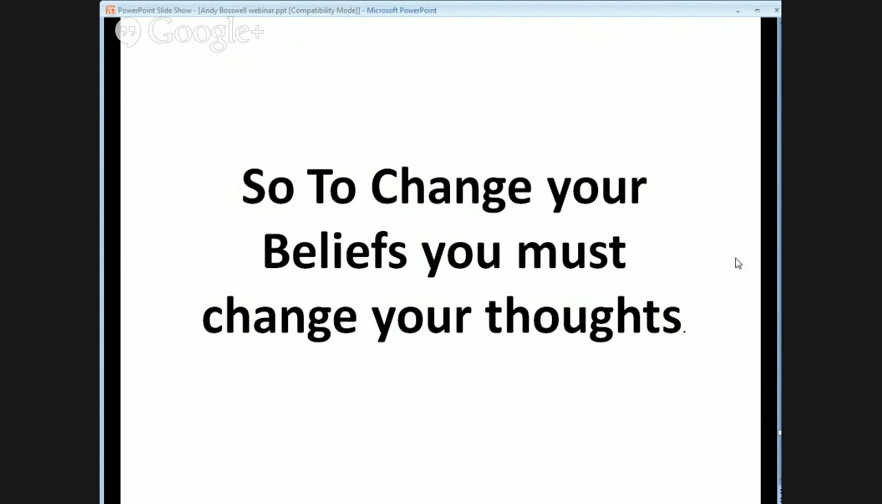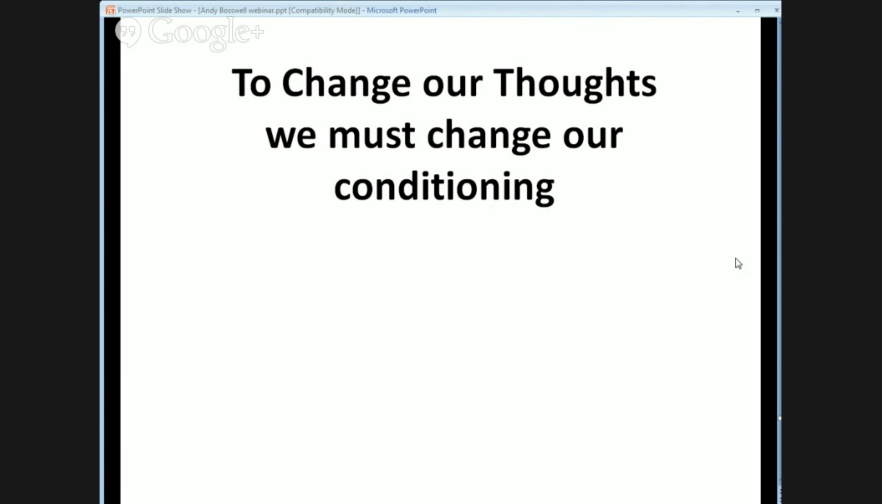So to change your beliefs, you must change your thoughts. I think we've established that. To change our thoughts, we must change our conditioning. What do I mean by that? Well, most people don't realize that they are conditioned into their beliefs.